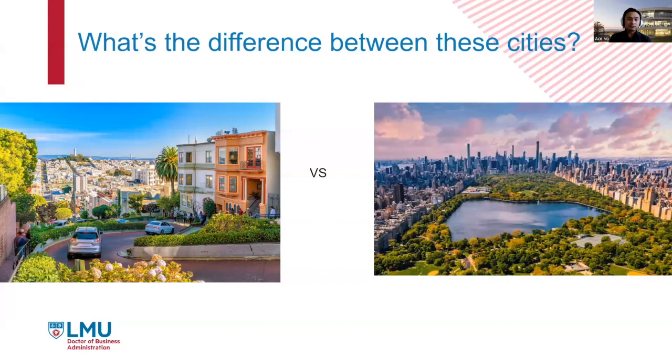Here we have a picture of two cities. On the left is San Francisco, and on the right we have New York City. If I'm asking you whether a house is a San Francisco house or a New York house, how would you know? What kind of information are you going to need? Pause a little bit there and think about all the information that you might need.